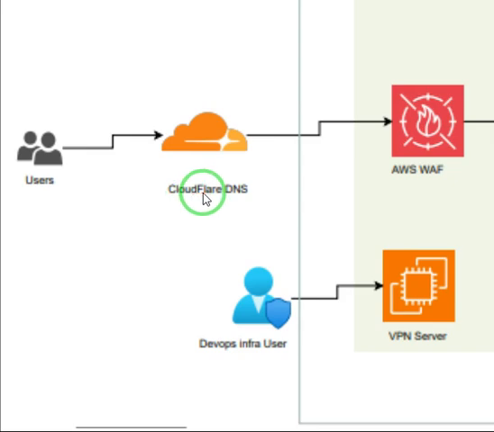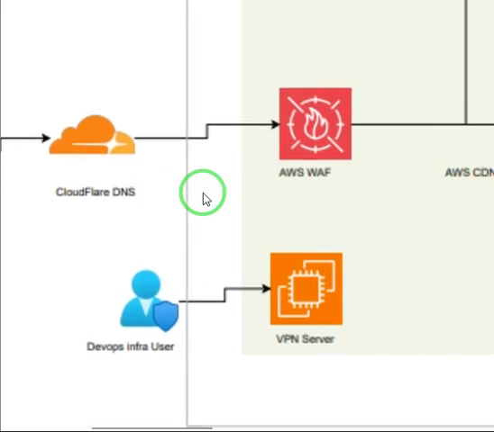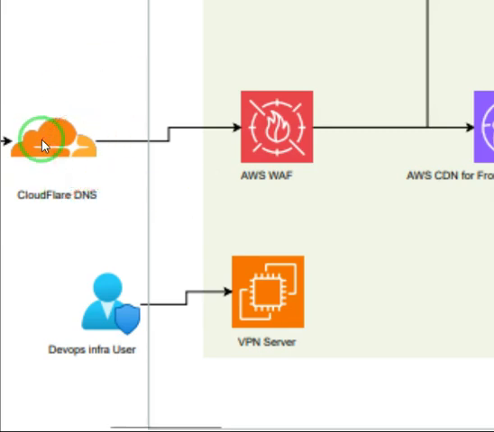Cloudflare. Cloudflare will be used for the DNS hosting and the security of the application traffic. It provides proxy IP to our application, which results in our main application infra IPs not getting exposed. Now next, I hope this is clear. So next is AWS WAF.